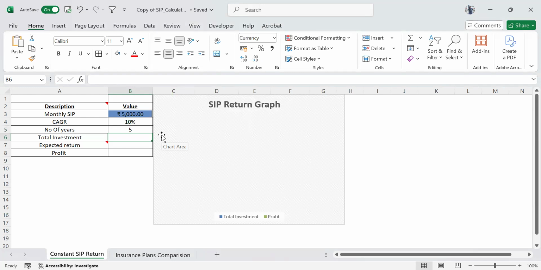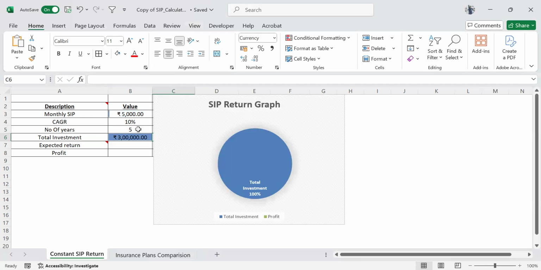So now we have to calculate the total investment. How can we calculate the total investment over here? To calculate the total investment, we will be using a very simple formula. We will start with equals to, under bracket 5,000 rupees, which is the per month investment. We will multiply that by 12 to get the per year investment, and then we will multiply that by the number of years that we want to invest, that is B5 in this case. Once it is done, we will close the bracket and we have got our total investment over here. So if we are investing 5,000 rupees for 5 years, we are investing a total sum of 3 lakh rupees here.